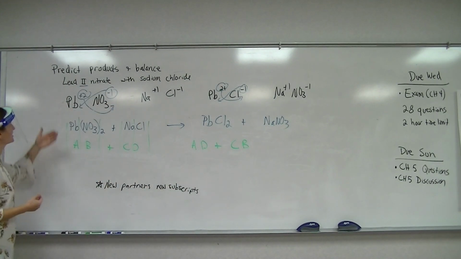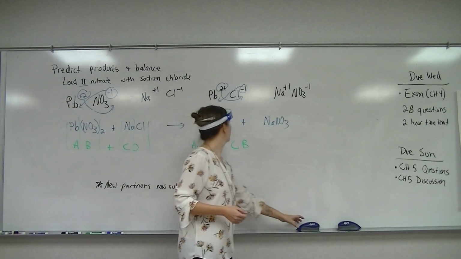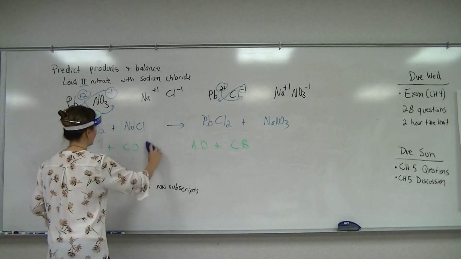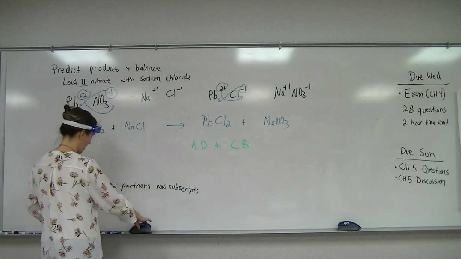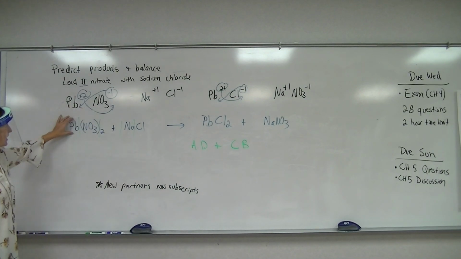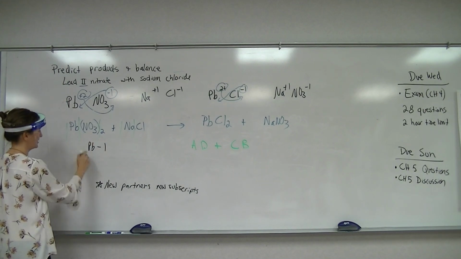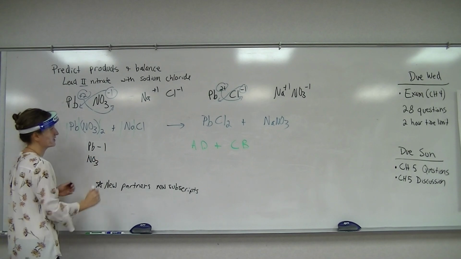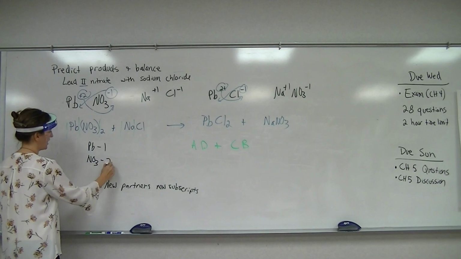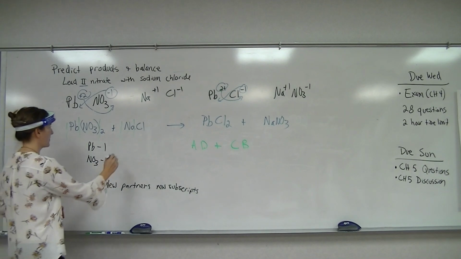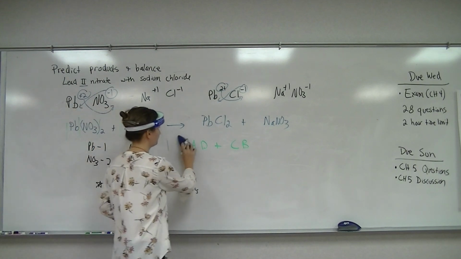Now, we're not done because it said not only predict the products, but let's balance it as well. So, to balance this equation, we look at how many of each are on each side. So lead, we have 1 on the reactant side. The NO3, since it stays together, we can keep it together. So on the reactant side, we have 2 NO3s. Sodium, there's just 1. Chlorine, just 1.